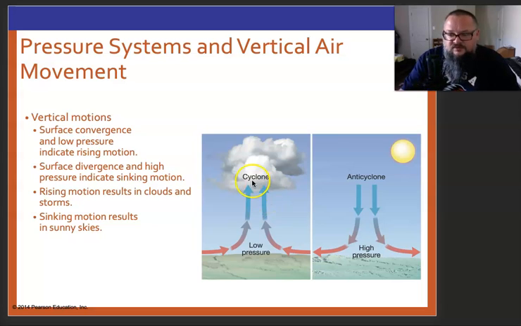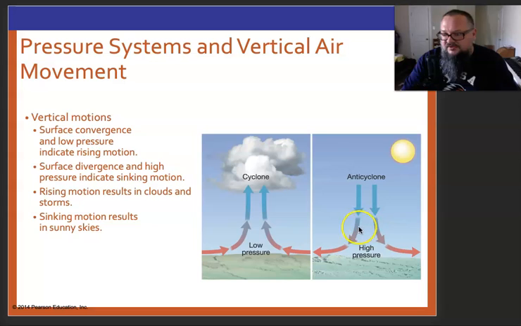And that's where we start to see clouds. If there's enough moisture in this air, that's where you'll get storms and things like that. But this is where you'll get precipitation. You only see clouds and big storms associated with low pressure systems.